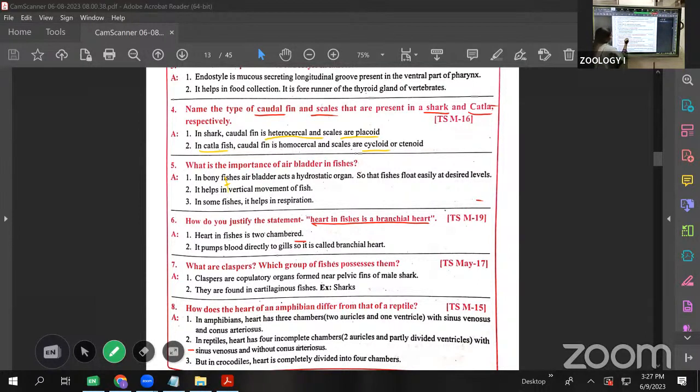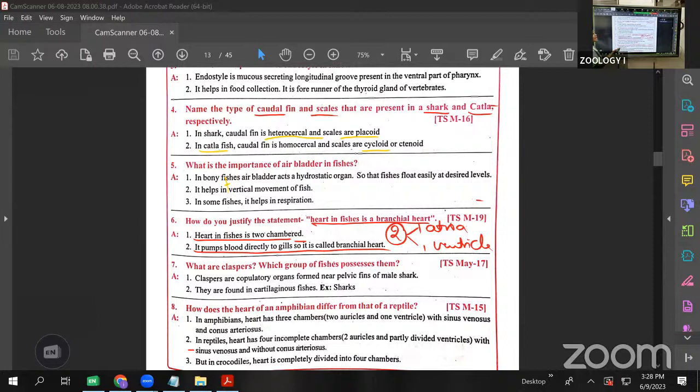The fish's heart has how many chambers? Two chambers are present: one auricle, or atrium, and one ventricle. Here, one atrium and one ventricle is present. That's why it pumps the blood directly to the gills, so it is called a branchial heart. Here, the oxygenated and deoxygenated blood is not separated.